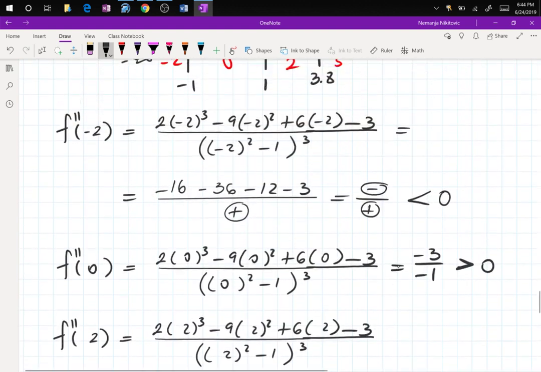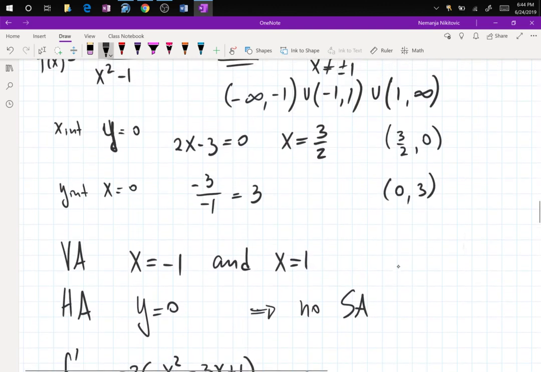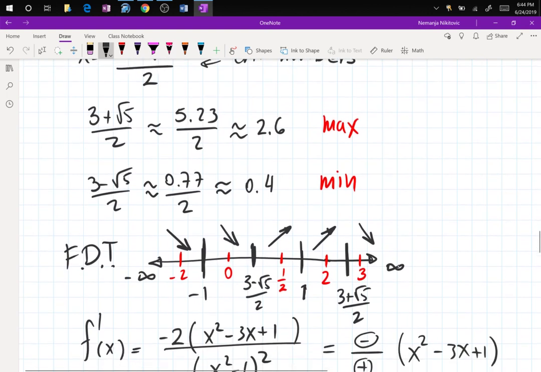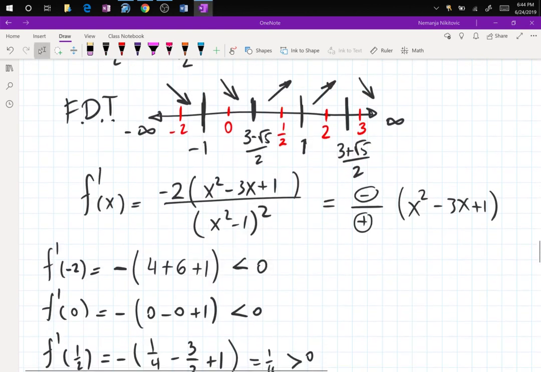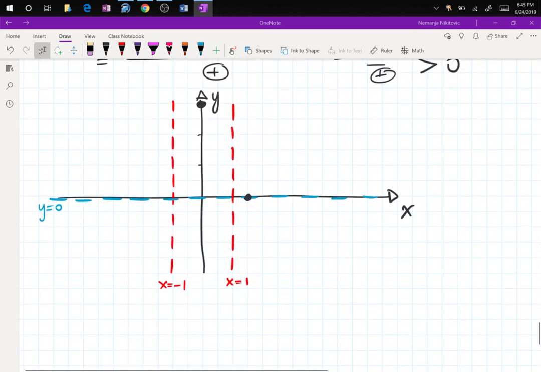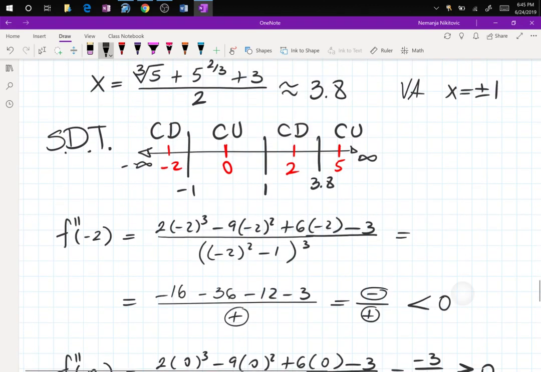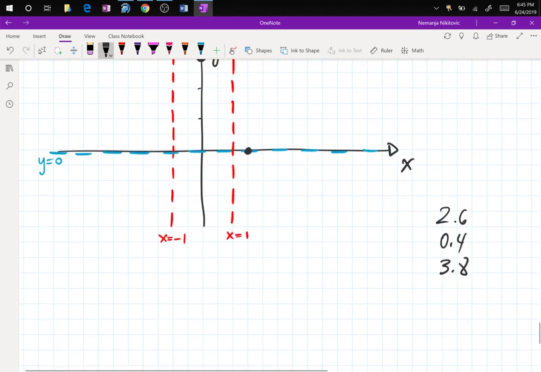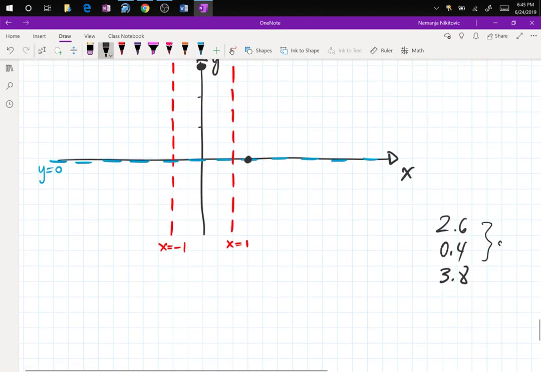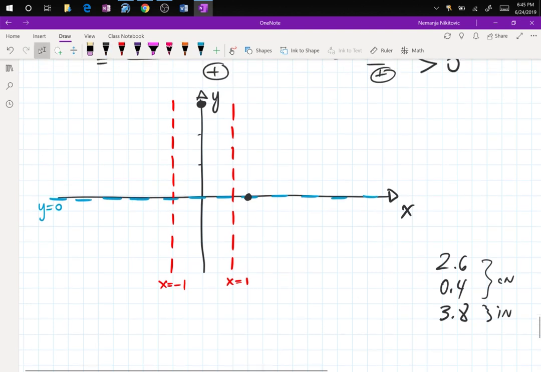Now I also have 2.6, 0.4, 3.8, right? 3.8? That's what I calculated? 3.8, okay, good. It was 3.8 for the second derivative test. Yeah, that's inflection. So these are my critical numbers, and this is my inflection number. So now I have to calculate the y values, because those points need to be plotted on a graph as well.